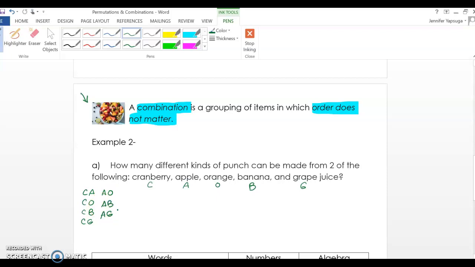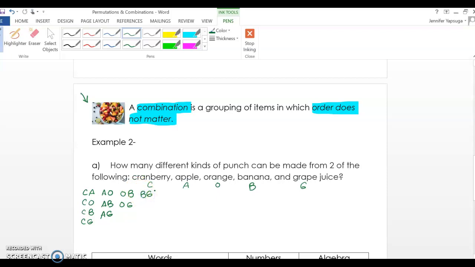And then I'm going to go to my orange. Again, I could do orange and cranberry, but that's already been taken. And I could do orange and apple, but that's already been said. So let's start with orange and banana, orange and grape, and then lastly would be banana and grape.